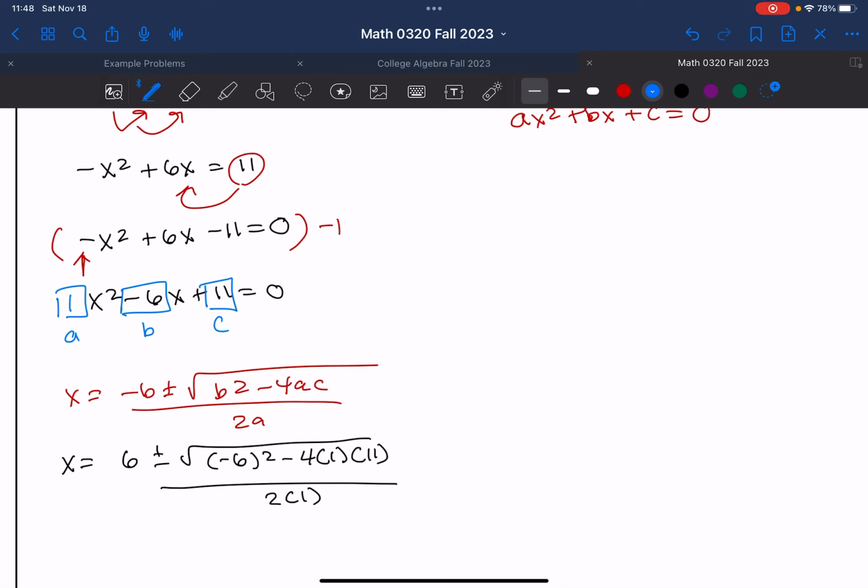Now I go through and simplify. Negative 6 squared is 36. Negative 4 times 1 times 11 is negative 44. 2 times 1 is 2. So I have x is equal to 6 plus or minus the square root of 36 minus 44, which gives us negative 8.